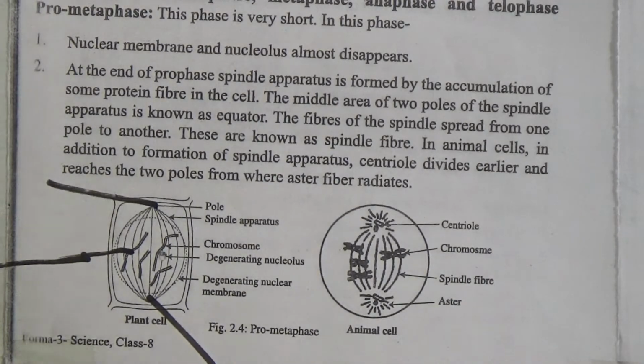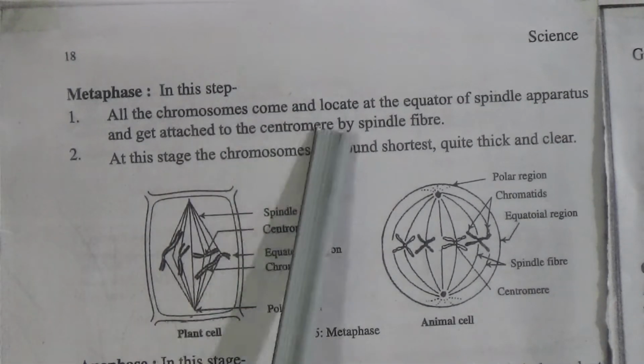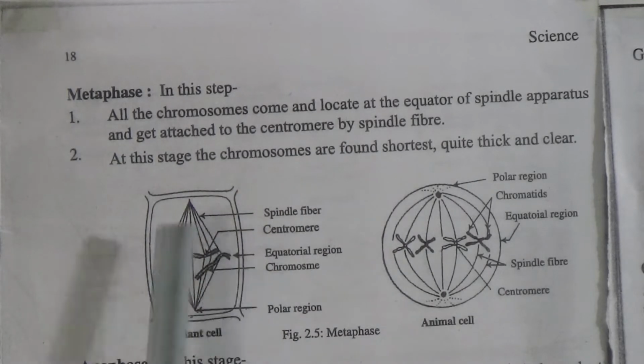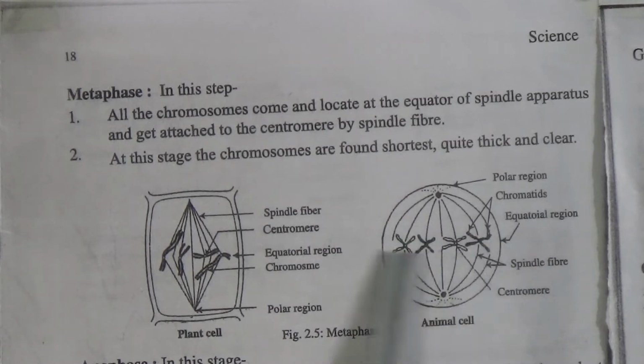Okay, now come to the next stage, that is metaphase. In this step, all chromosomes come and locate at the equator of the spindle apparatus. See, all chromosomes come in and locate in the equator.